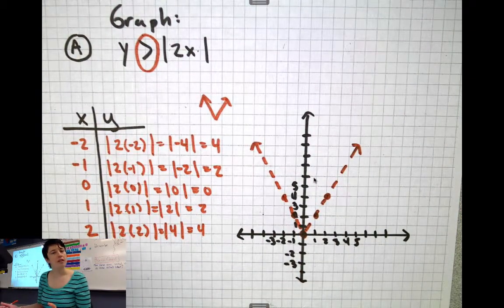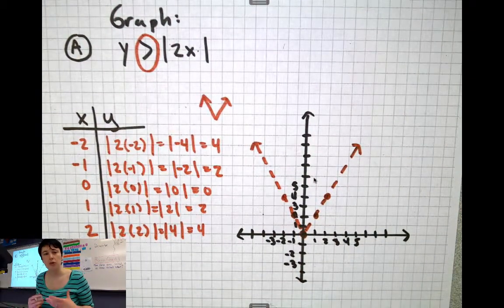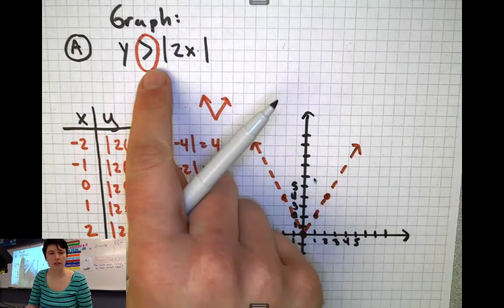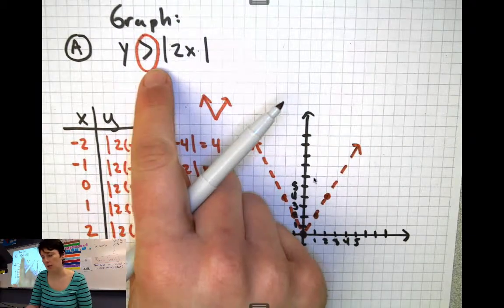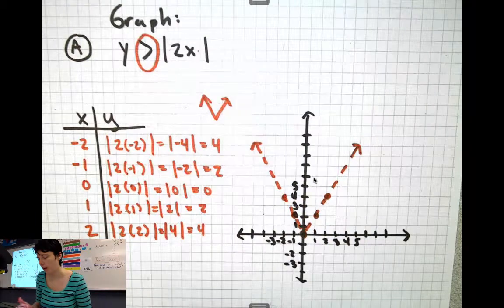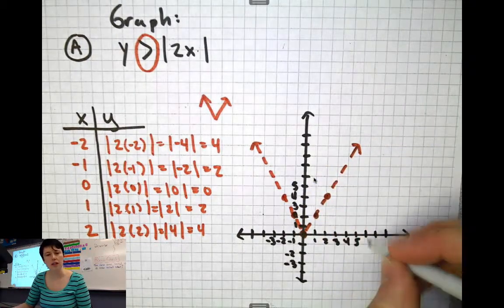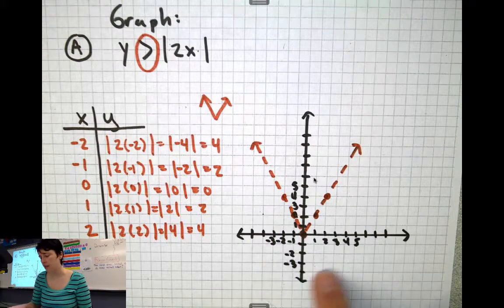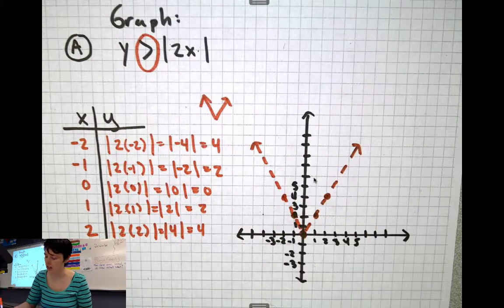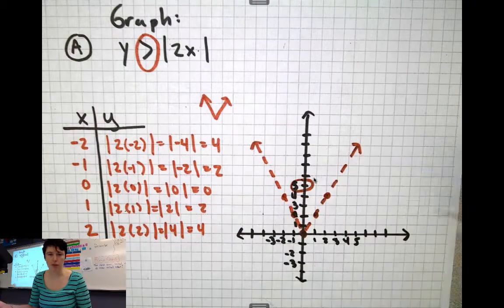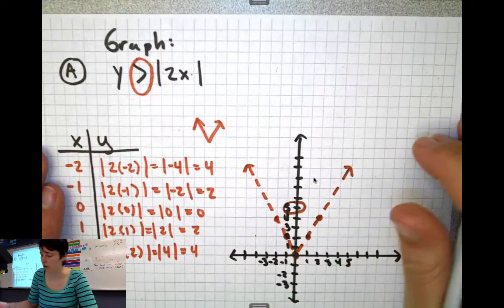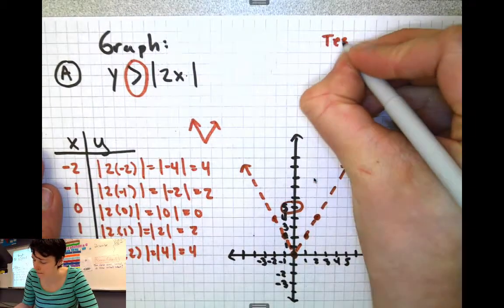Now I have one other thing I need to do. I need to determine where I'm going to shade. Inequalities tell me it's a graph that needs some shading. So if y is greater than this absolute value, I'm going to test a point either inside or outside of the V. Either I'm going to be shading everything outside or I'm going to be shading everything inside. So why don't we just test something simple like 0, 5, and I'll go up here and test 0, 5.